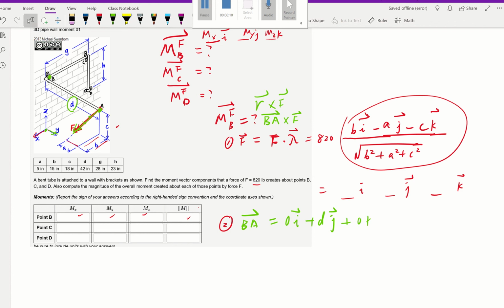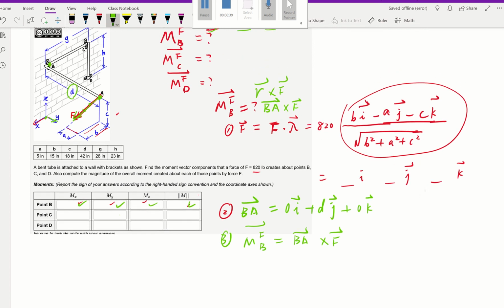So it's 0, okay. Knowing that, you can go ahead and solve the very last step. This F rotating about B is going to be your BA, which you know, cross F here. Then you will have your answers. Then, like we have speculated here, that'll be your MX goes here, MY goes to that one, MZ goes to that one, and the magnitude goes to that one, okay?